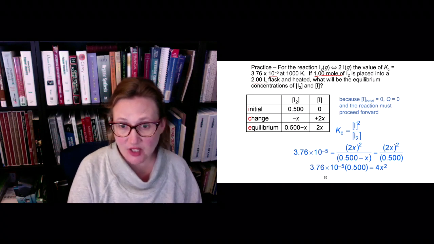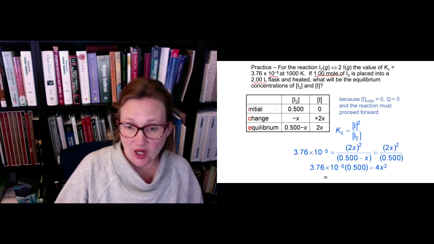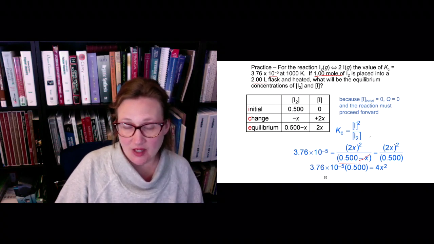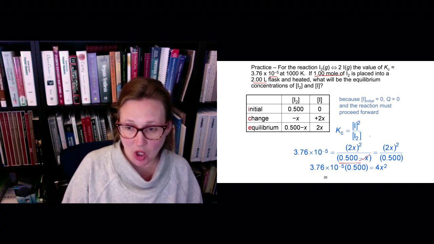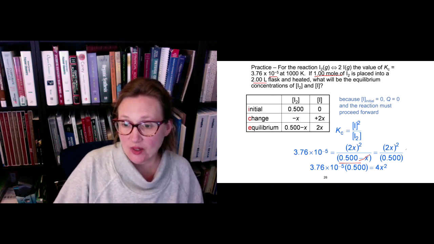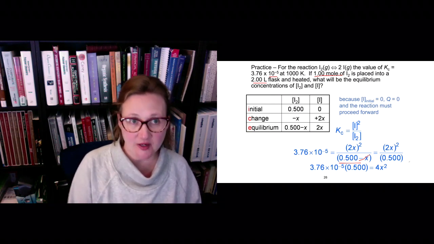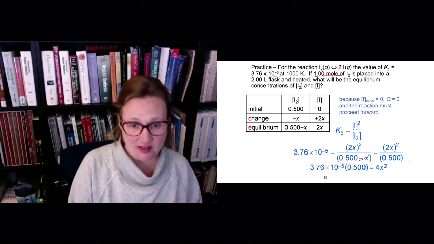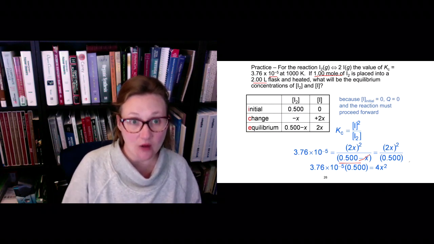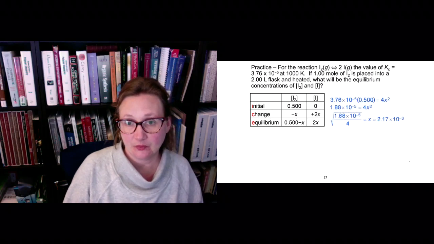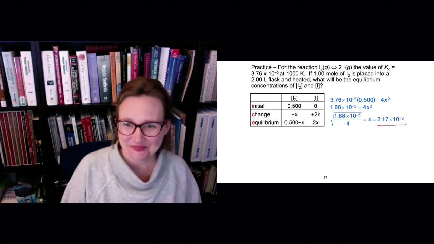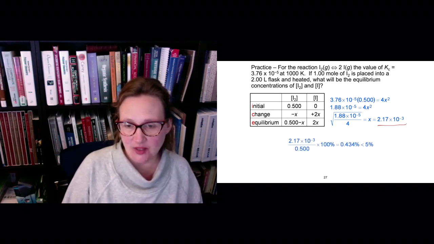So we set up the Kc expression. We have 2x squared over 0.5 minus x. We're going to get rid of that minus x because we're going to assume it's small. And we're going to say 2x squared over 0.5. So this simplifies it very nicely for us, where we can just simply solve for x. All right, so we can divide by 4, take the square root, and we get 2.17 times 10 to the minus 3.